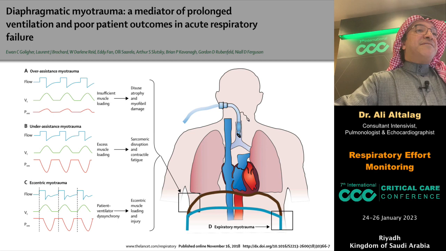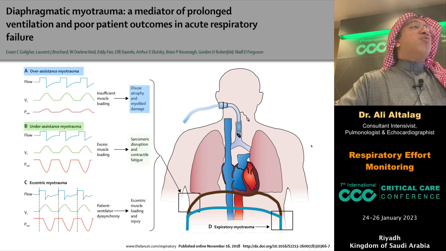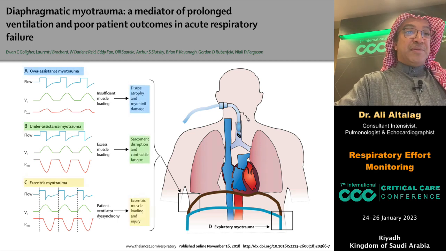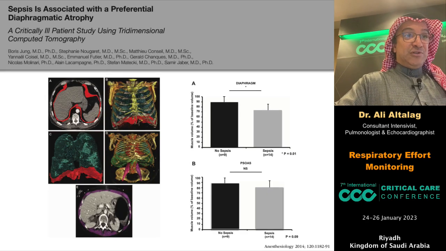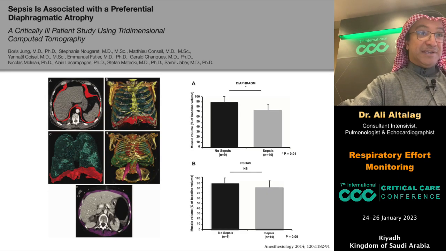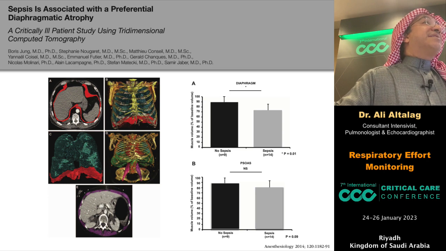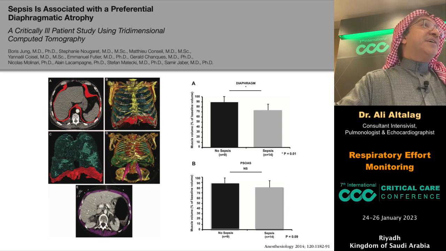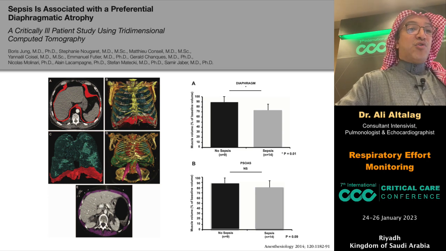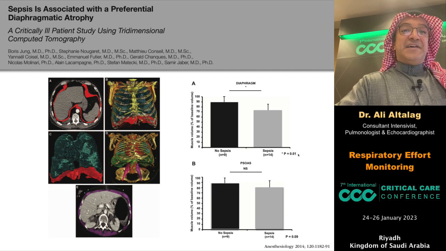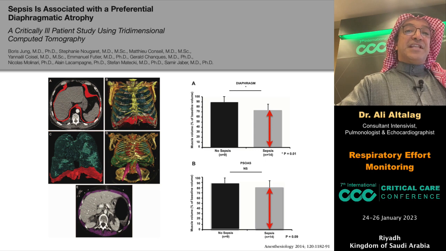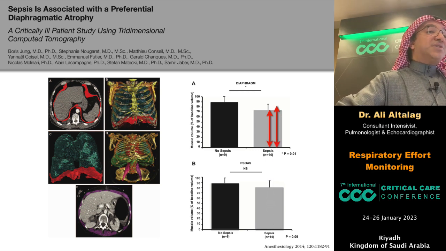Now, there are several studies that prove what I've mentioned. Because of time constraints, I will just skip them. This study is really nice and tells you how fast the diaphragm atrophies with sepsis and mechanical ventilation compared to the psoas muscle. For example, in sepsis, the atrophy that happens to the diaphragm as compared to the psoas muscle is quite more significant.